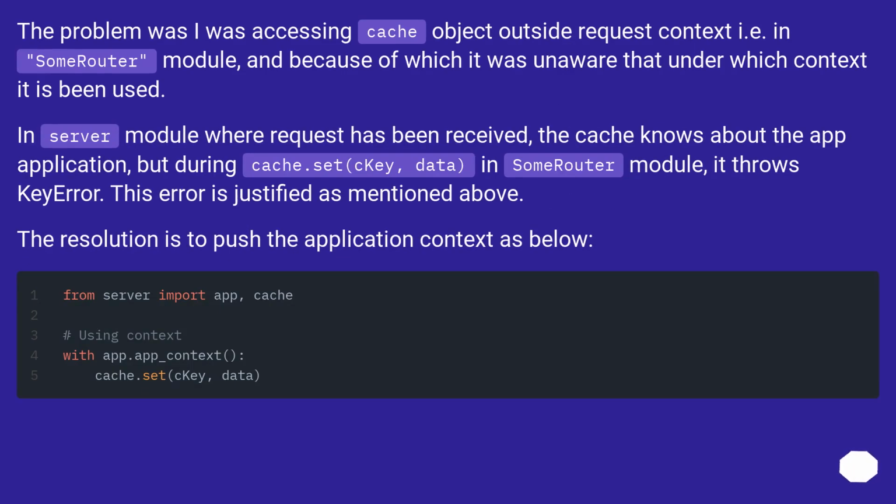The problem was I was accessing the cache object outside request context, i.e. in the SummerRouter module, and because of which it was unaware of the context under which it has been used. In the server module where the request has been received, the cache knows about the app application, but during cache.set of the key data in the SummerRouter module, it throws KeyError.